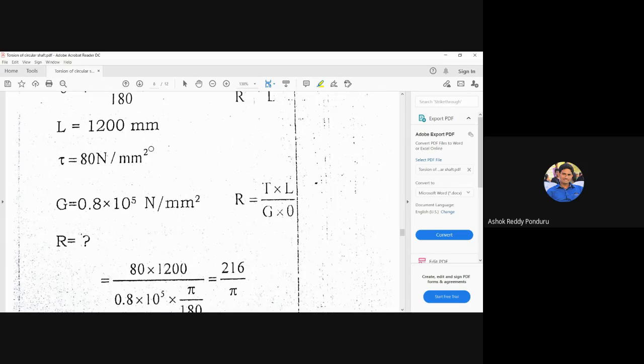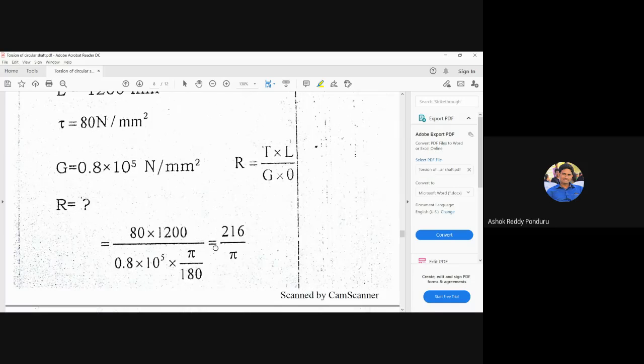All are in terms of mm. It is given, that's why there is no need to convert. Then the answer is 216 divided by pi.